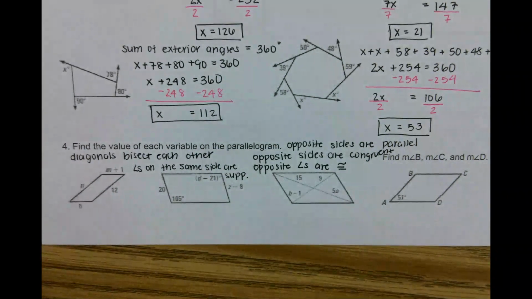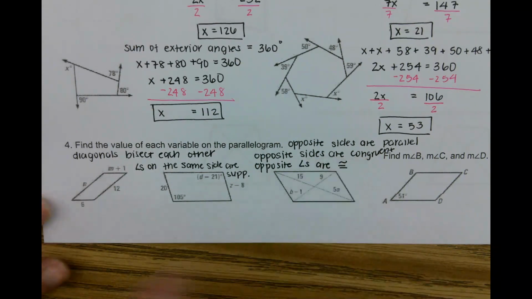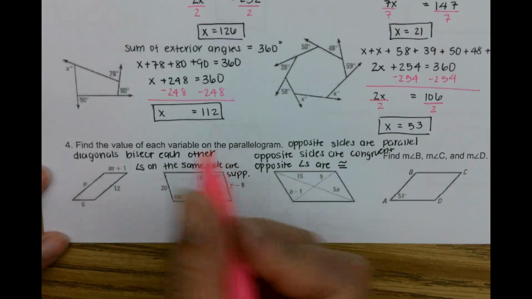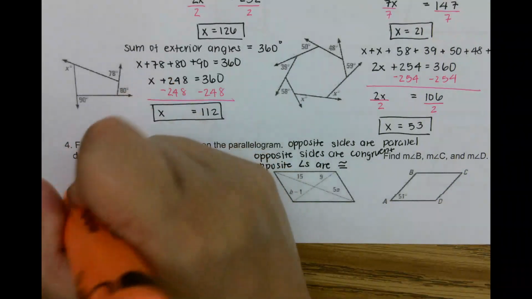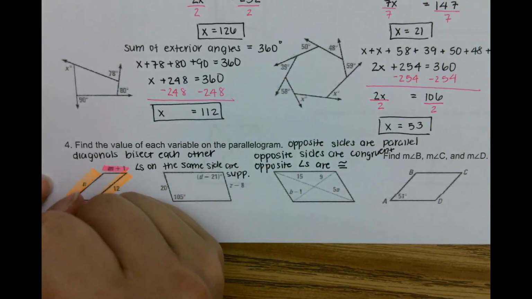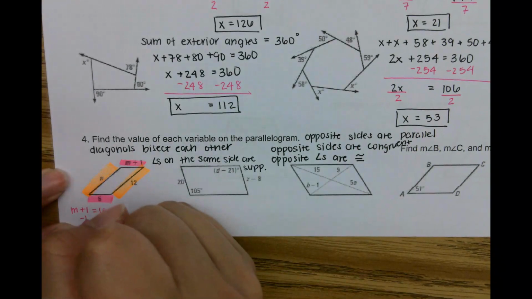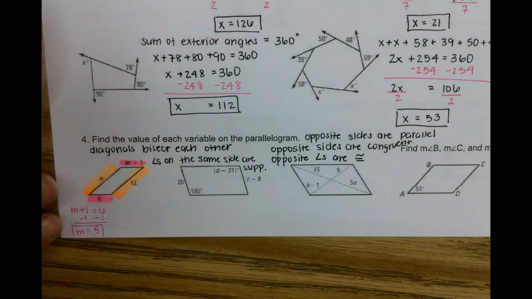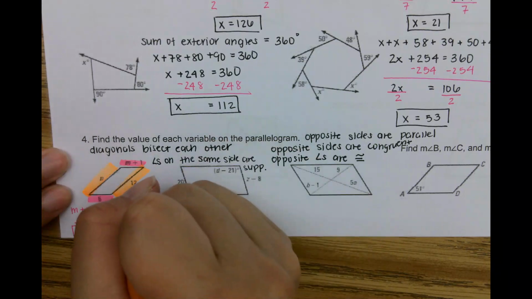Okay, so let's get started. Here are my different parallelograms. First of all, here we have side lengths, and we know that opposite sides are congruent. What that means then is that m plus 1 equals 6, and that n equals 12. So m plus 1 equals 6 here. Then all I have to do is subtract 1, so m equals 5. Then here, from what we see with the orange, n equals 12.